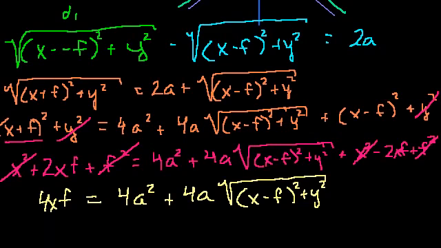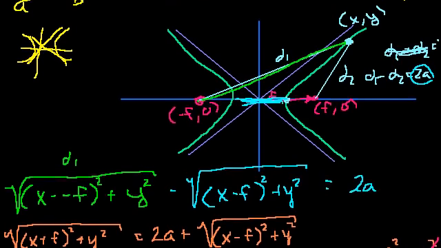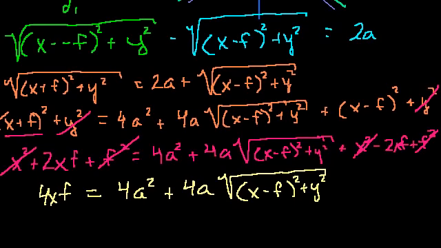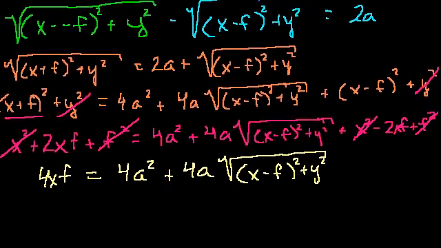Remember, all we're doing, just to remind you of this whole point, is simplifying the difference of the distances between these two points, and then seeing how it relates to the equation of the hyperbola itself, the a's and the b's.